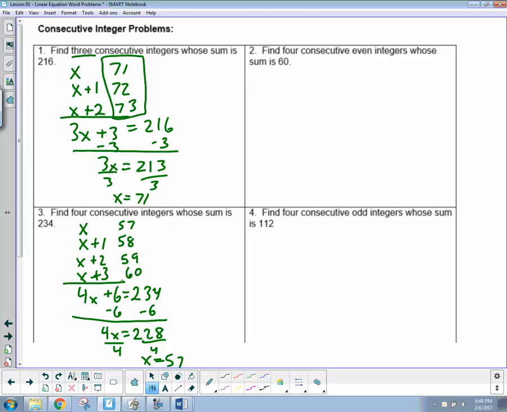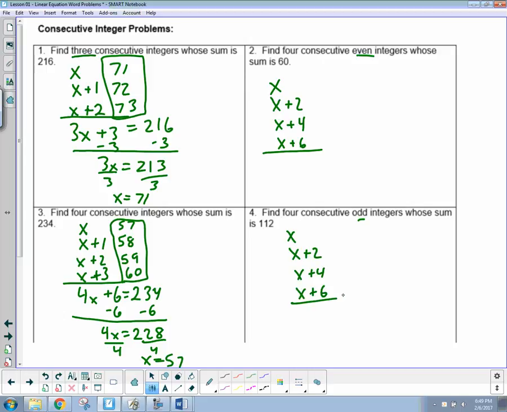Okay? Remember, even and odd, it's going to be x, x plus 2, x plus 4, and x plus 6. I'll let you finish that off. And this one, same setup. Remember we discussed this yesterday. Okay? I'll let y'all finish those.